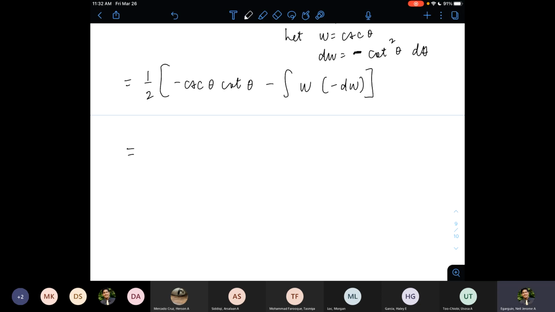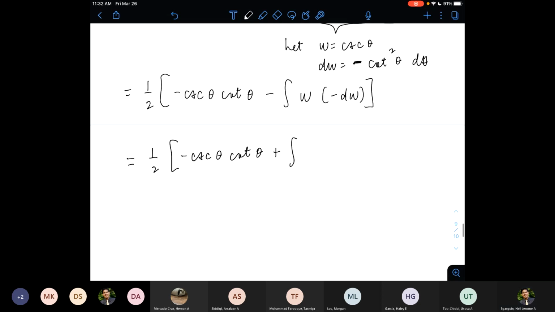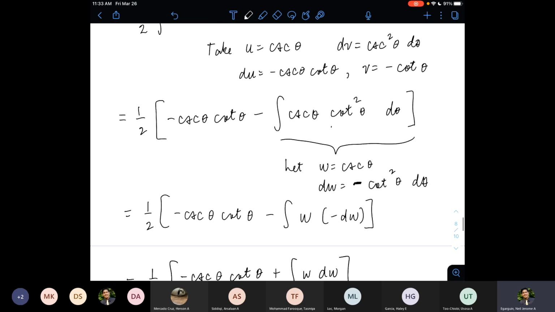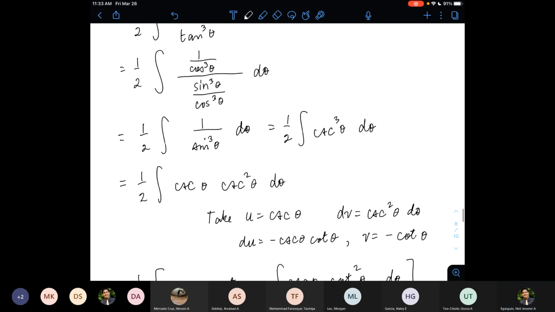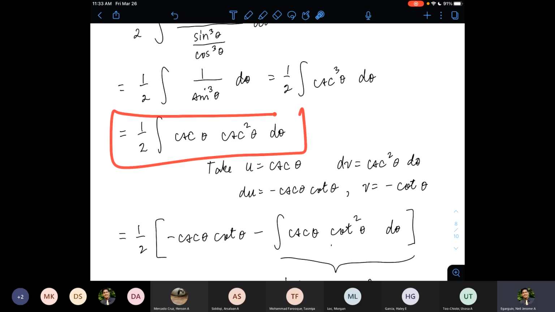I love that meme. But hopefully you still follow. And this would be plus integral of w dw. In the past step, you mean our person here? You mean at this particular step?